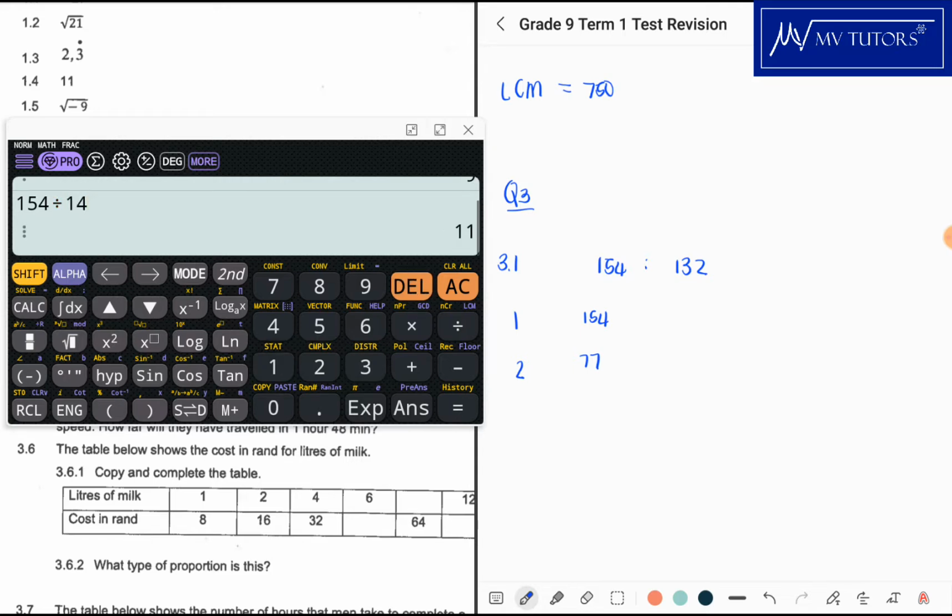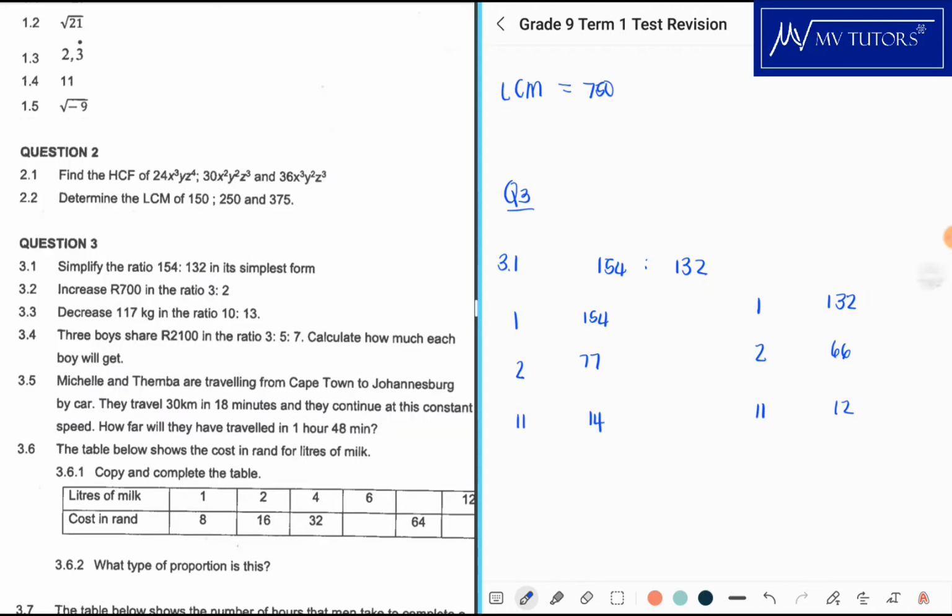14, yes, 14 works. Okay, maybe I should start with 11 and 14. Okay, I'm going to stop there a little bit. Let me go to 132. So 132 divided by 2, I get 66. Then 11 should be a factor. So 11 and 12. Okay, so I didn't really labor that much like I thought I would.